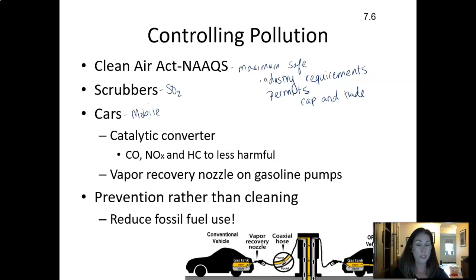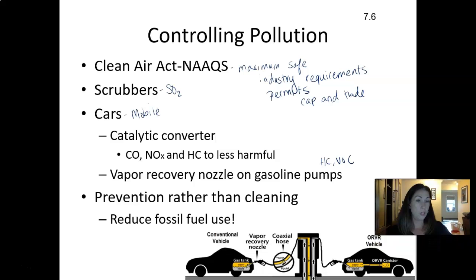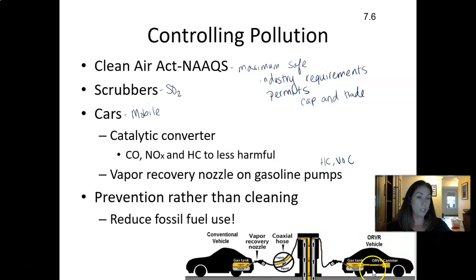Another way that we do this is with a vapor recovery nozzle on gasoline pumps. So you might see this within the hose that helps to prevent those hydrocarbons and VOCs from getting released from the gasoline vapors. Now, sometimes you might see it on the hose, and this would be for older cars, but newer cars also have a gas recovery system within them. So they have a way to trap the vapor within the gas tank rather than it escaping.